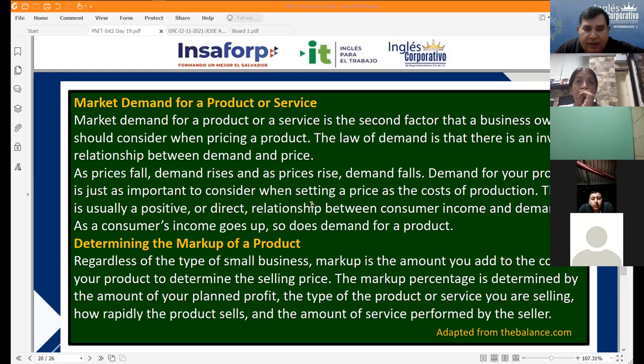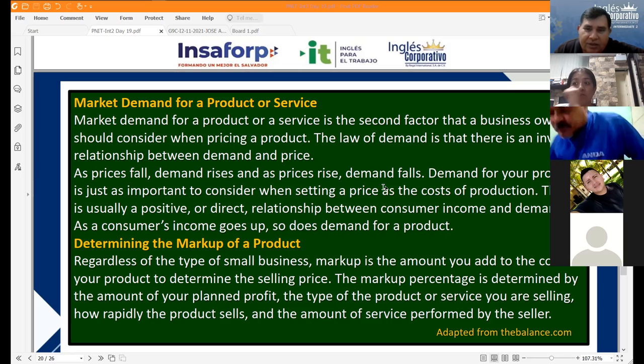But I would say like this. Produce a lot, you can sell cheaply. But if you produce very little, you have to sell more expensive, right? That is another thing. And what determines the volume of your sales? The demand. If a lot of people buy your products, you produce more. If nobody buys your products, you produce less, right? So that would be, but what Carlita says here, as prices fall, demand rises, and as prices rise, demand falls.